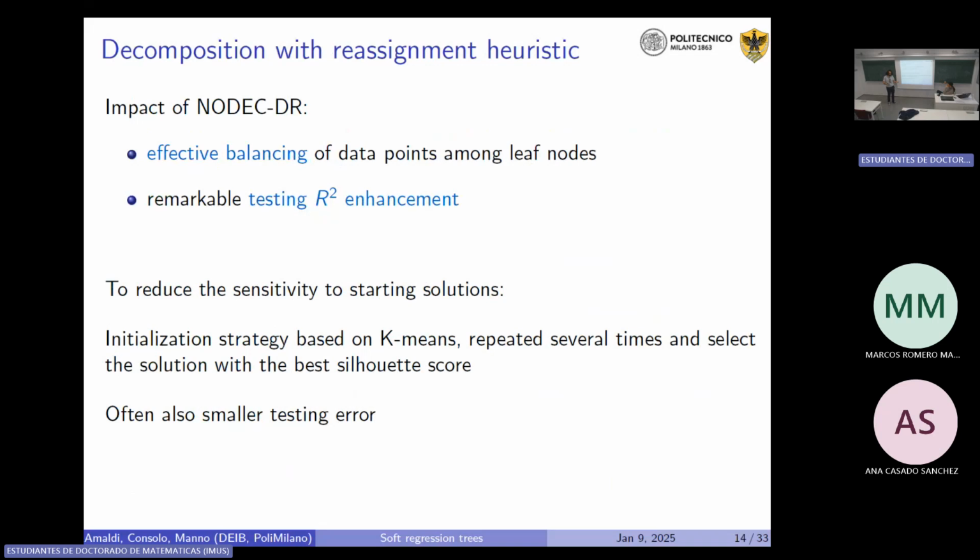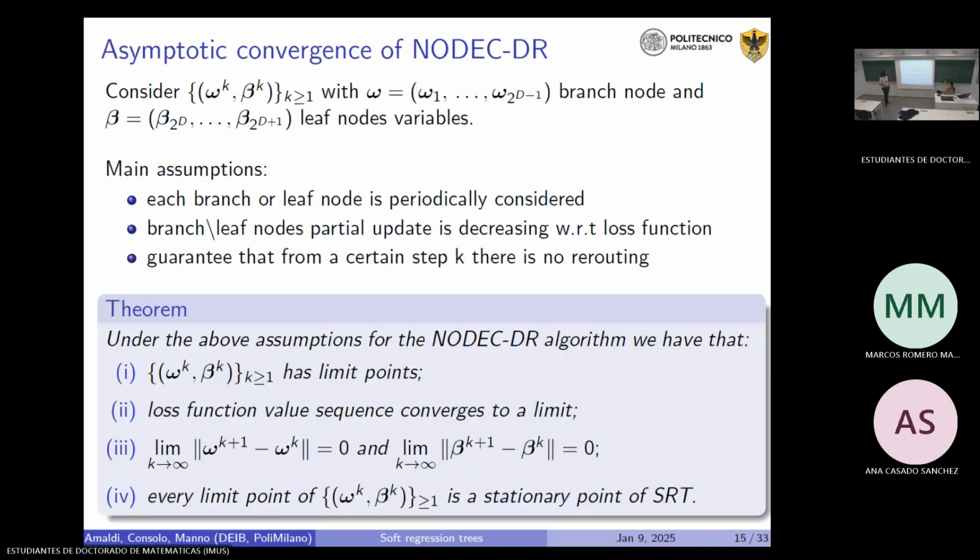Since the problem is still highly non-convex, really ugly, it's an ugly problem, we propose an initialization strategy that is based on the classical k-means clustering method. And in general, the results were good, and we have seen that we are able to reduce slightly the testing error. So since we are in a mathematical department, I have to show some math.